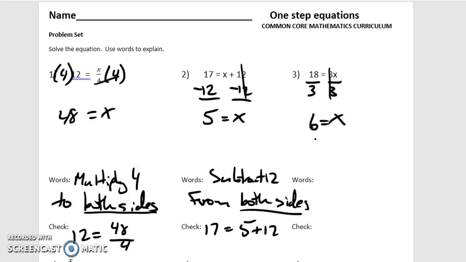So in words, what did we do? Well, we had to divide by 3 to both sides. I guess I should have that word to in there. Divide by 3 to both sides.